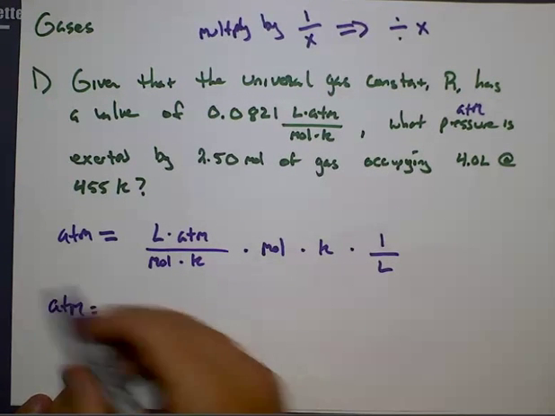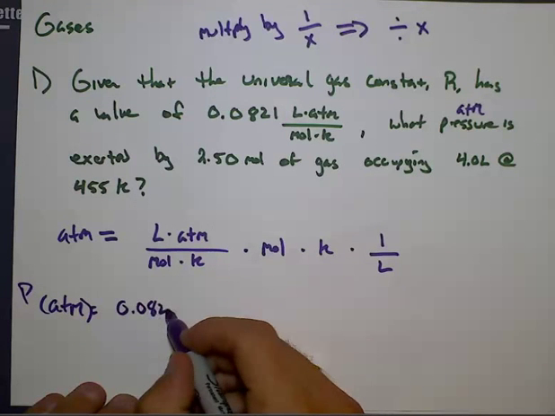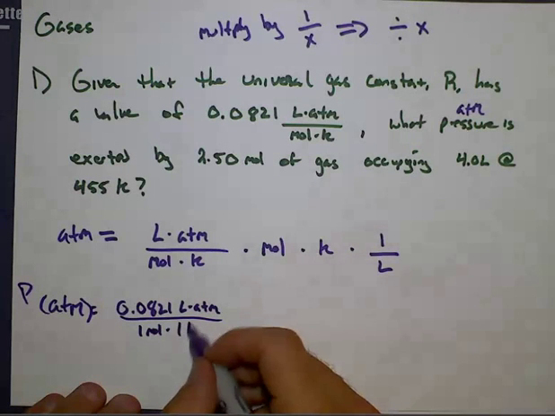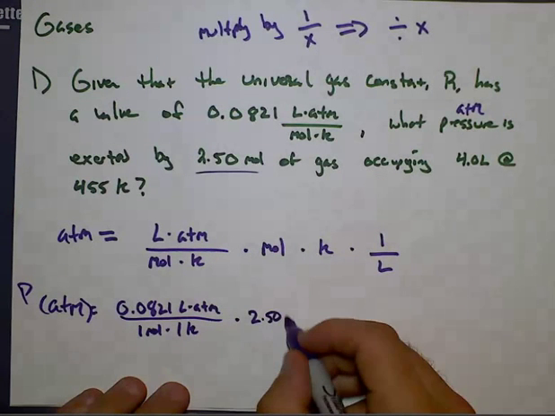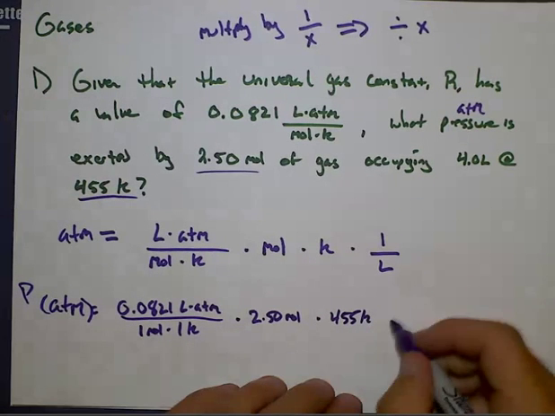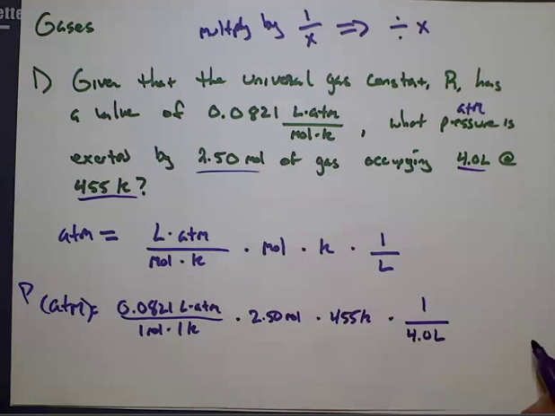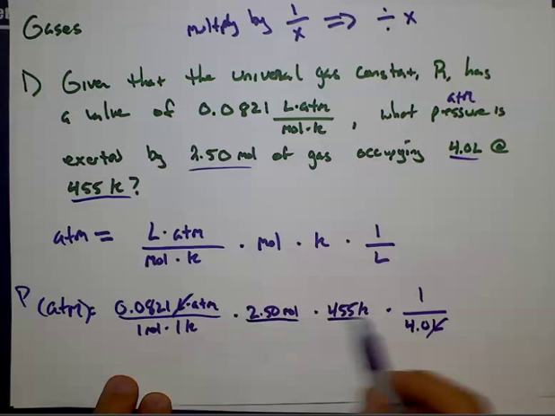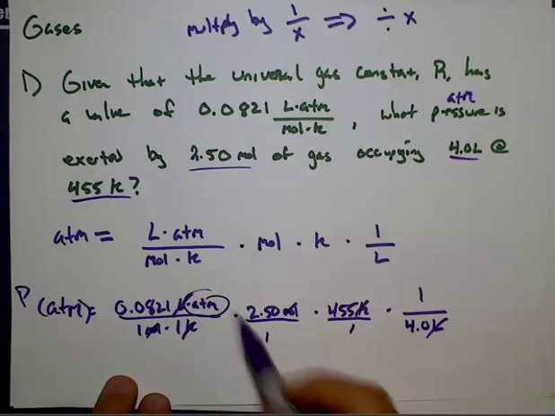So I'm trying to find atmospheres, pressure, okay? And I'm going to take my numbers now, 0.0821 liter atmosphere for every 1 mole times 1 Kelvin. I'm going to multiply it by my number of moles, 2.50 moles times 455 Kelvin, times 1 over 4.0 liters. Let's see if all the math works out. I see liters on the top. Both of those are over 1. I see moles on the top and bottom. I see Kelvin on the top and the bottom. We're just left with atmospheres.